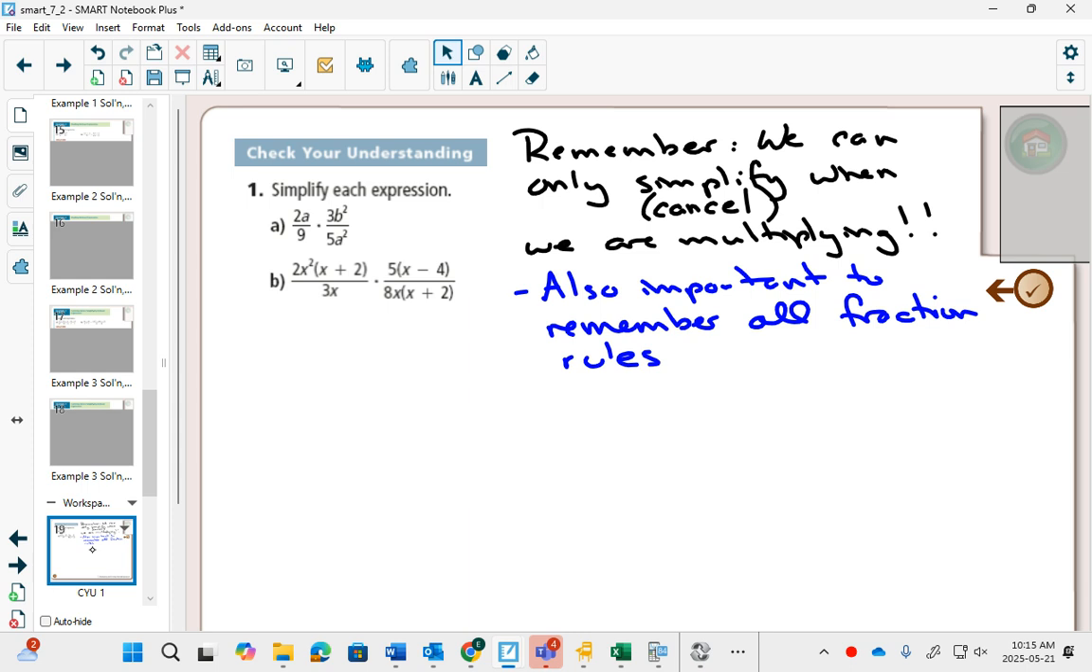Also important to remember all of your fraction rules. So how do you multiply fractions? You multiply the tops with the tops, bottoms with the bottoms. How do you divide? You multiply by the reciprocal, or keep the first one the same, change the sign to multiply, and flip the second one. So it's important that we remember all of our fraction rules from previous years, because we're going to be doing a lot of fraction rules coming up.